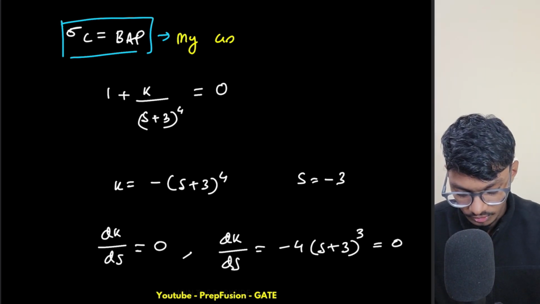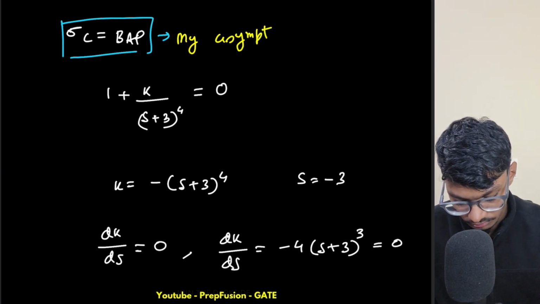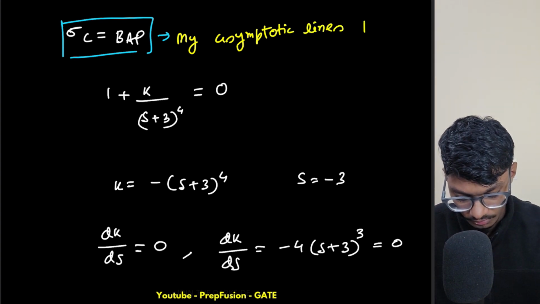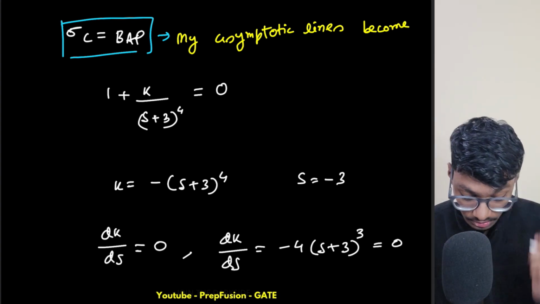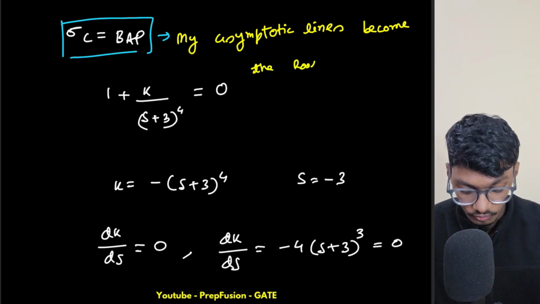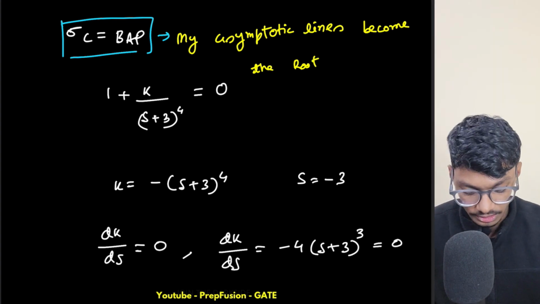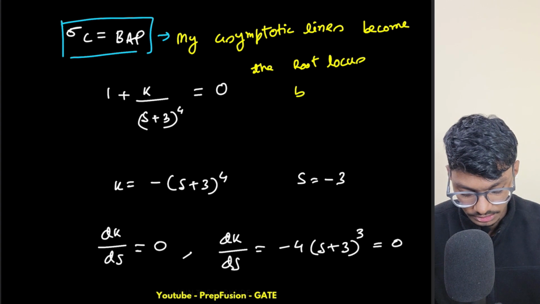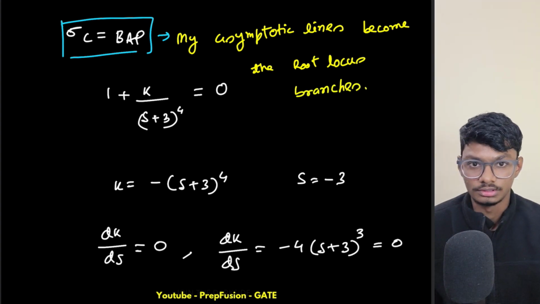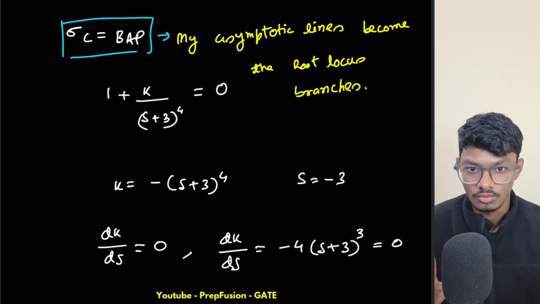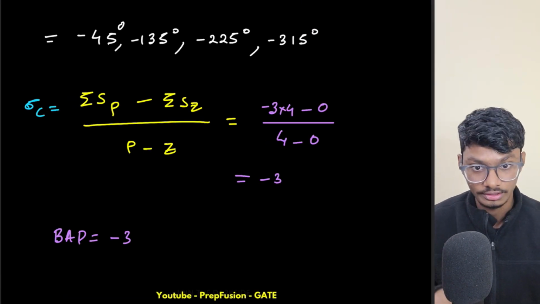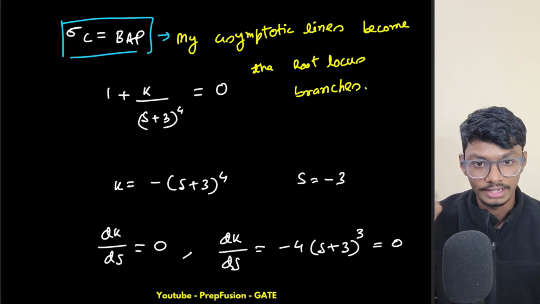My asymptotic lines become the root locus branches. What if you don't understand by asymptotic lines? I will just draw and then you will understand. Now you might say, sir, this is taking so much longer for us to solve. No, obviously during the exam you should already know all this concept. Then only you should go ahead, or you should solve it at the end if you don't know anything. If you want to solve it from the basics, obviously you shouldn't solve it at the first go. That is what I was trying to explain during the starting, right?